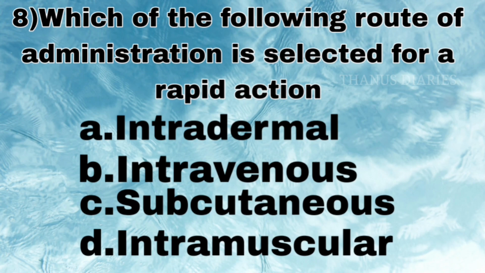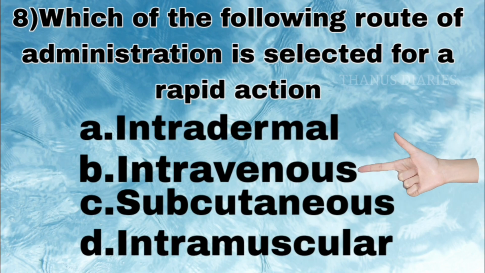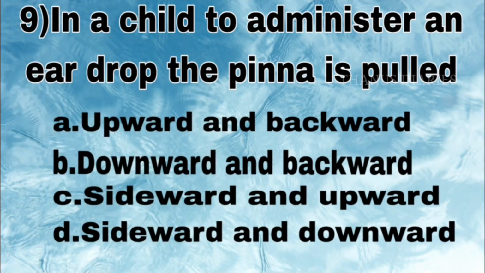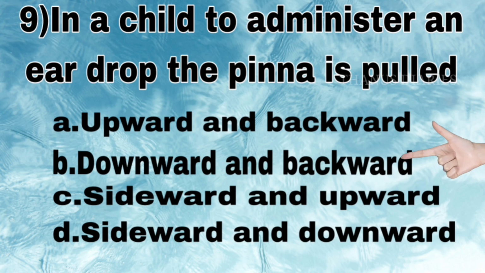Next question. Which of the following route of administration is selected for a rapid action? Options are intradermal, intravenous, subcutaneous, intramuscular. The answer is intravenous. In a child, to administer an ear drop, the pinna is pulled upward and backward, downward and backward, sideward and upward, sideward and downward. The answer is downward and backward.